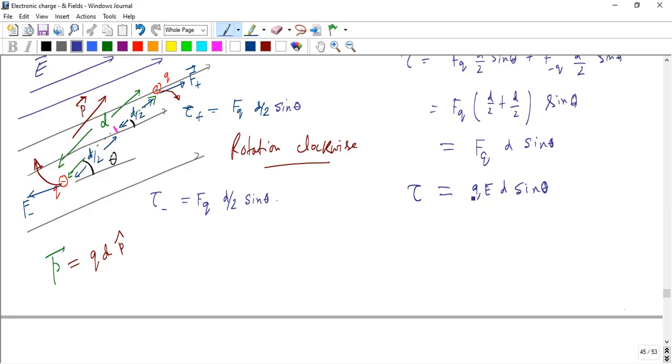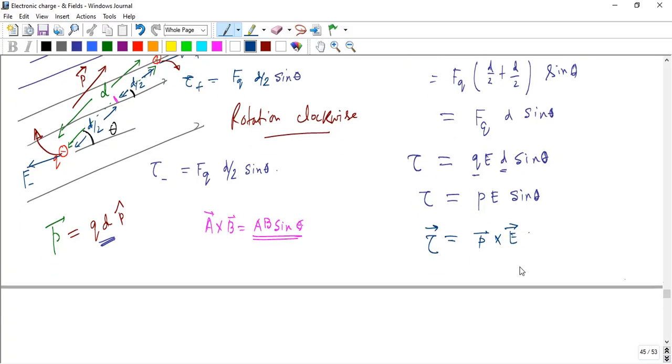Okay, so finally we get Q d sine theta. Q d is actually P, so P E sine theta is tau. And we know from vector algebra that if A cross B, the vector product, gives A B sine theta, which is also a vector. So now tau is a vector, that is P cross E.